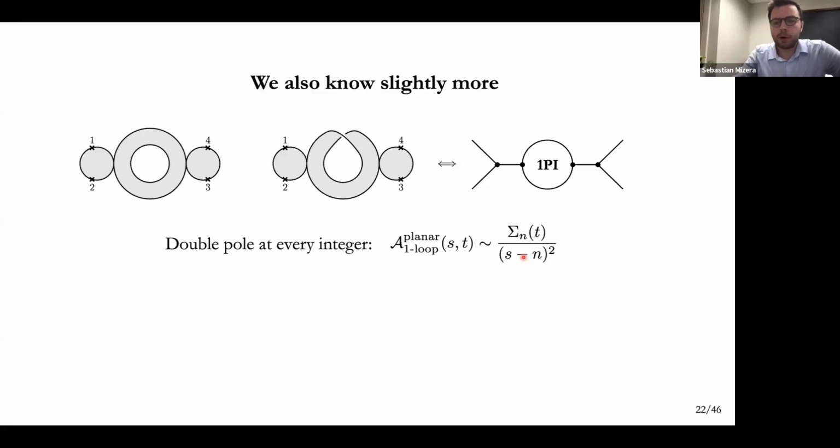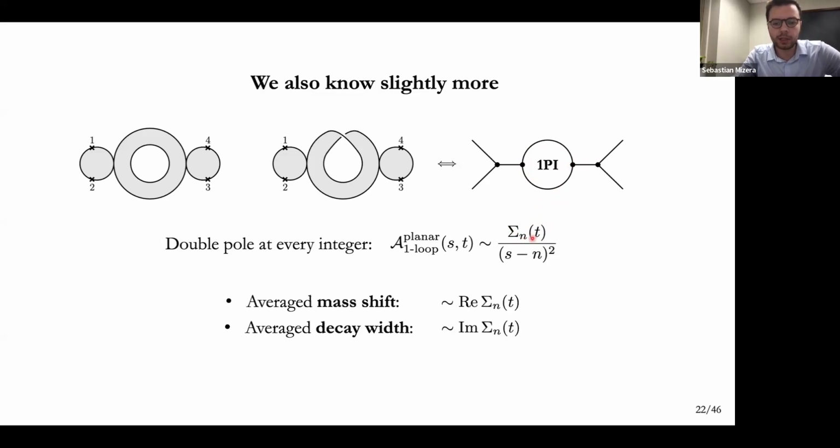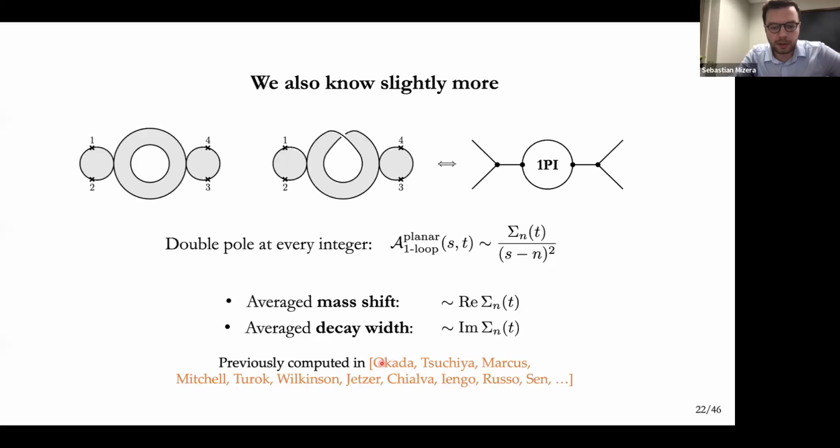And in fact, we know slightly more, and this is precisely with the analogy with the 1PI resummation in quantum field theory. We know that this basically dresses the propagator. So there's some sigma that depends on the mass level and on t. And the sigma physically corresponds to the average mass shift, its real part. And the imaginary part corresponds to the average decay width at a given level. So luckily for us, this has been computed in many papers in the past, in various different theories and so on. So this gives us some additional data that we can in principle put on the plot.